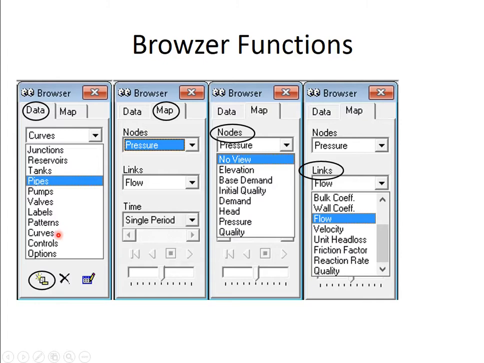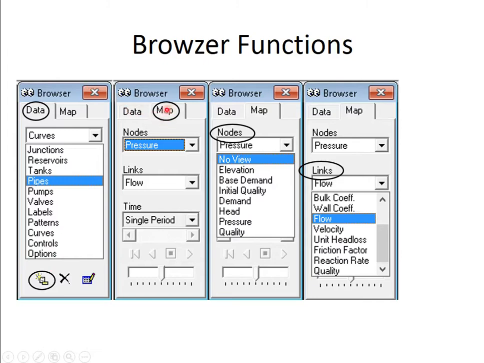Your curves, you're going to have a pump curve for your pumps, at least one. And then options. In options, you find things like how you can run this over a time series of, say, a week or a day, every hour, however you want to do it. Those options are there, and that's an advanced function.